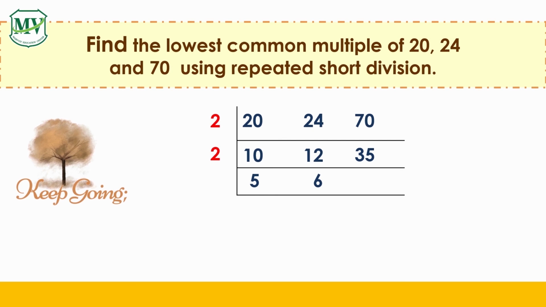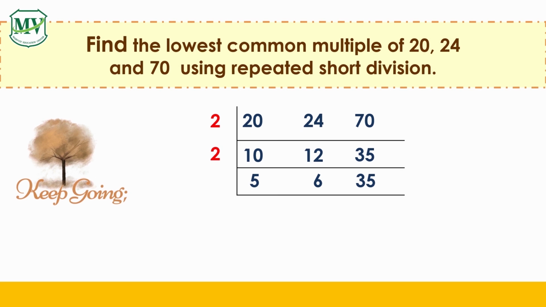35 divided by 2 equals... Is there a remainder? Yes, you're right. 35 divided by 2 has a remainder, so we will write 35 as is. Then, let's divide 5, 6, and 35. Which number do you want to factor out first? Okay, we will factor out 5 and 35 first.